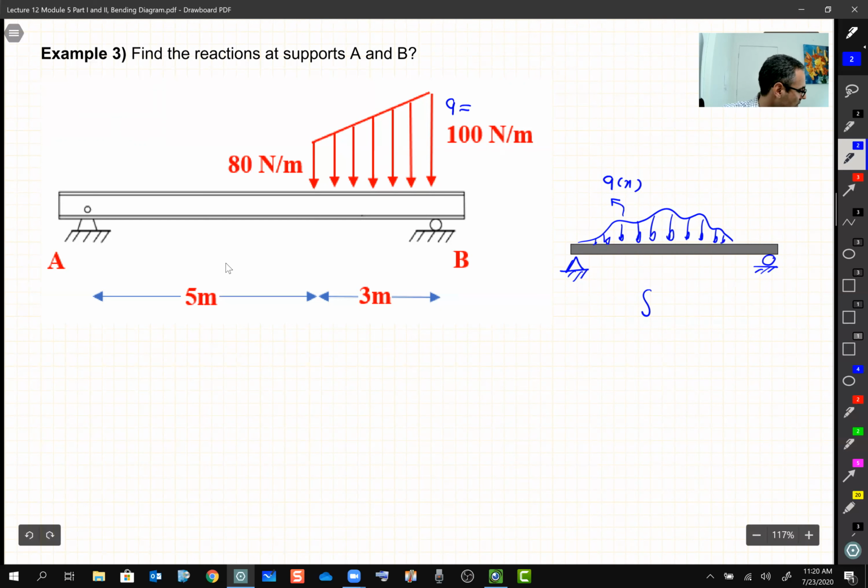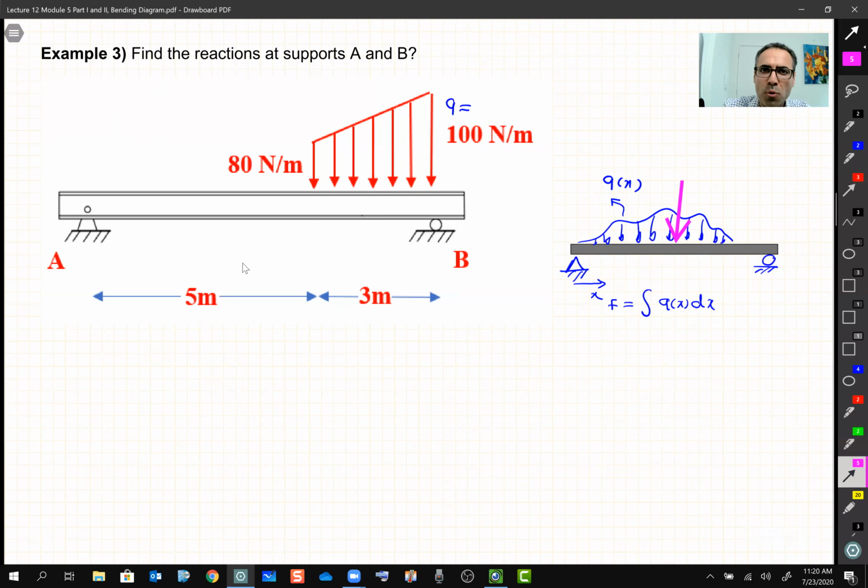Let me turn off this guy. Okay, and this is x basically. We do an integral like that one, qx dx, to find the equivalent force, f. And then we need to do another integral to find where to put this center basically. So that's the way people solve this problem.